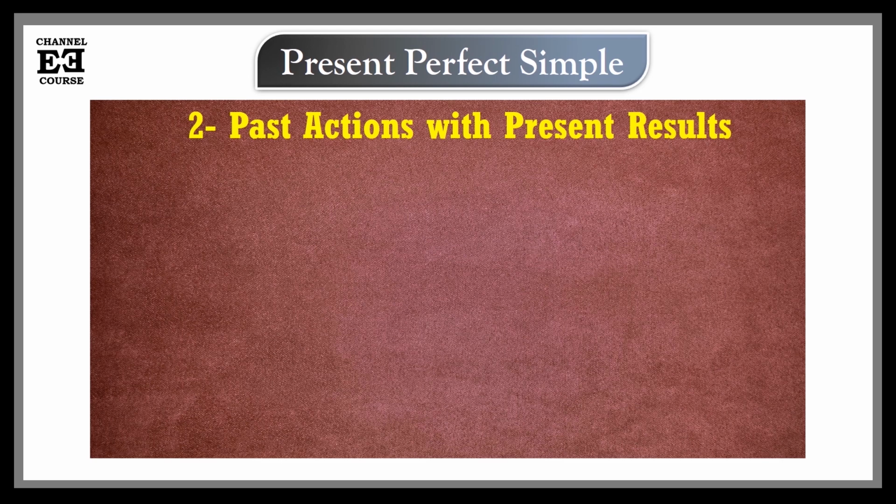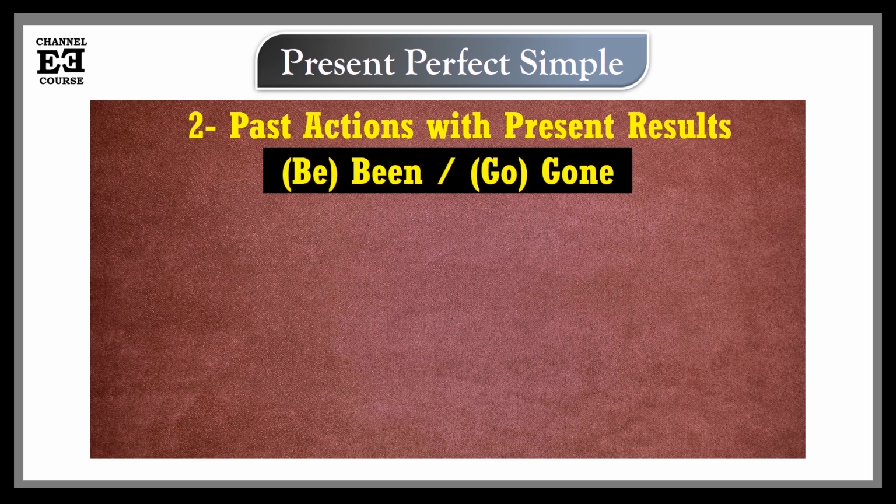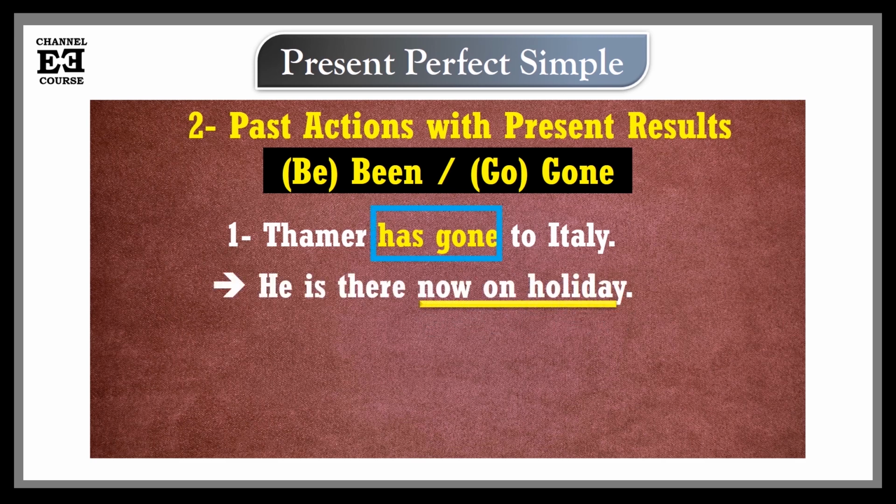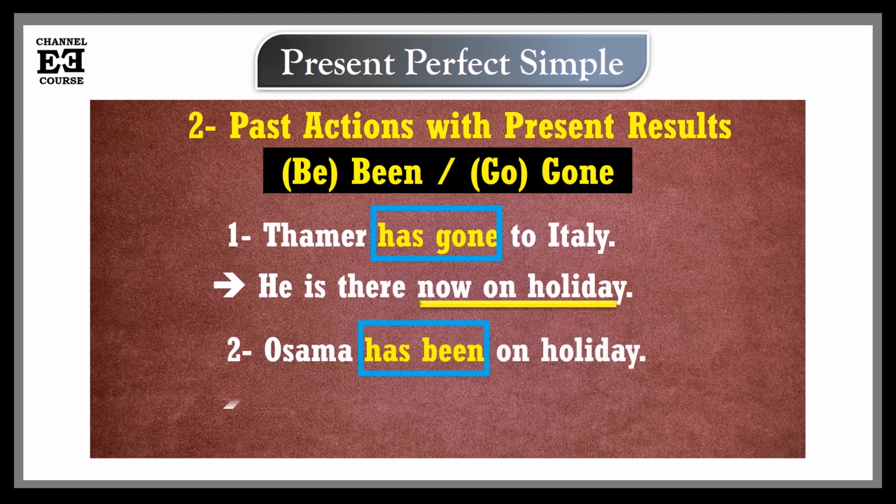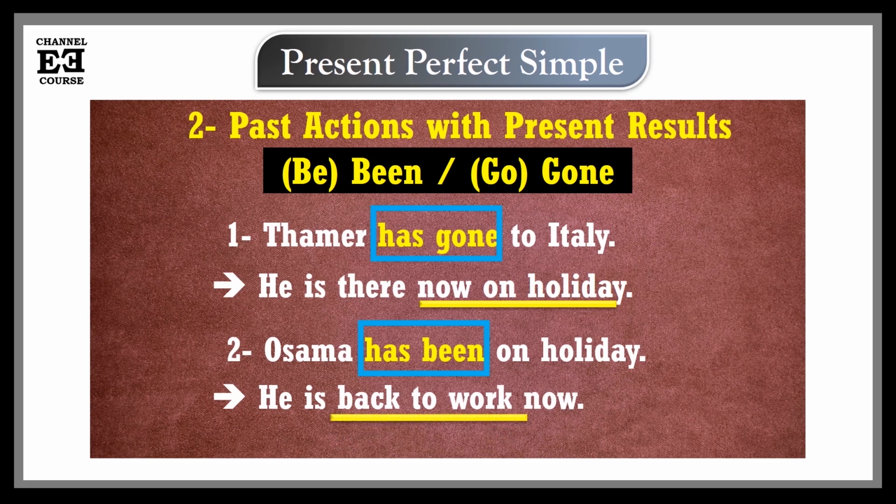Been and gone are also very common past participles, which can be used to tell us about past actions or situations with a result now. If you look at the first example, Thamer has gone to Italy. With has gone, we get the result or the conclusion that Thamer is either on his way to Italy or he is there at this moment. However, with the second example, Osama has been on holiday. The present perfect with has been conveys the clear message that Osama is no longer on holiday and he's back to work now. Hope so far so good. Great.